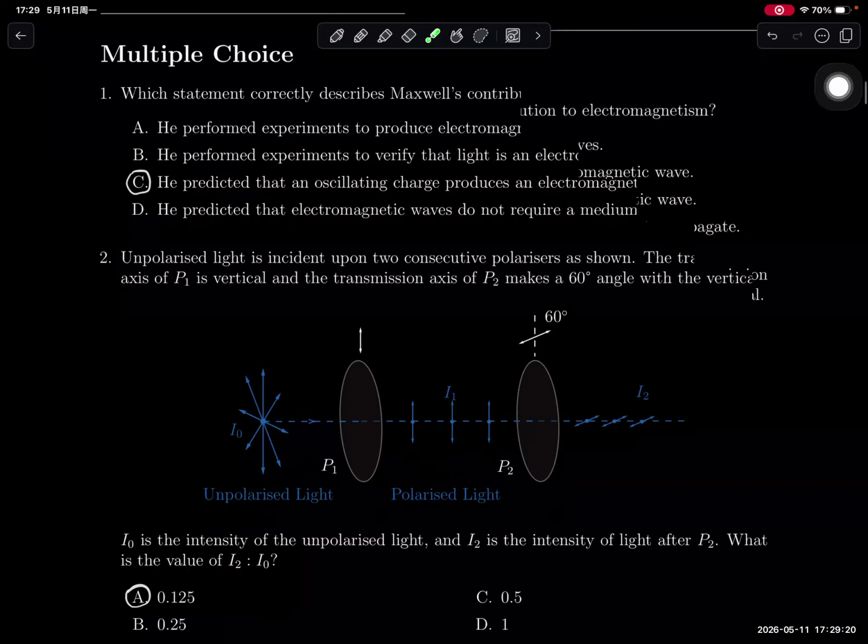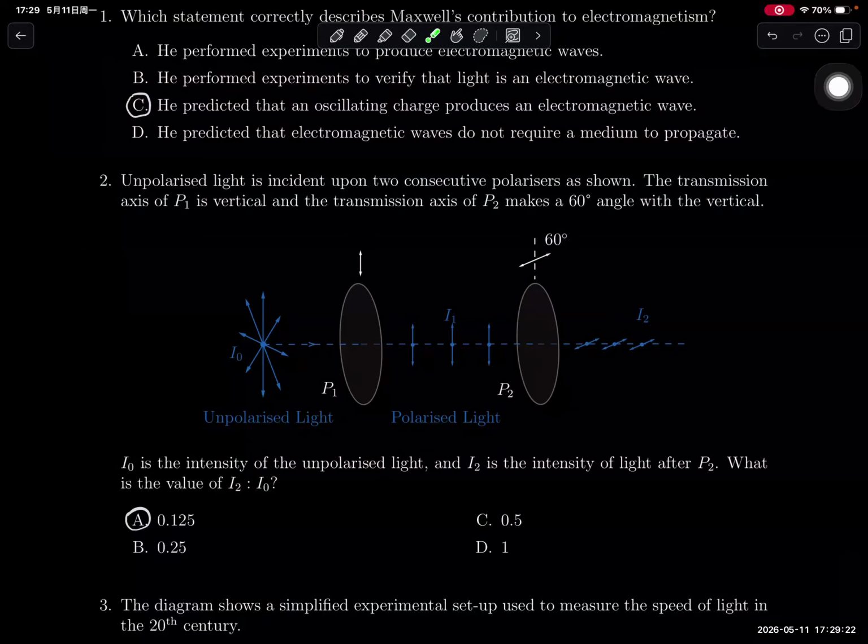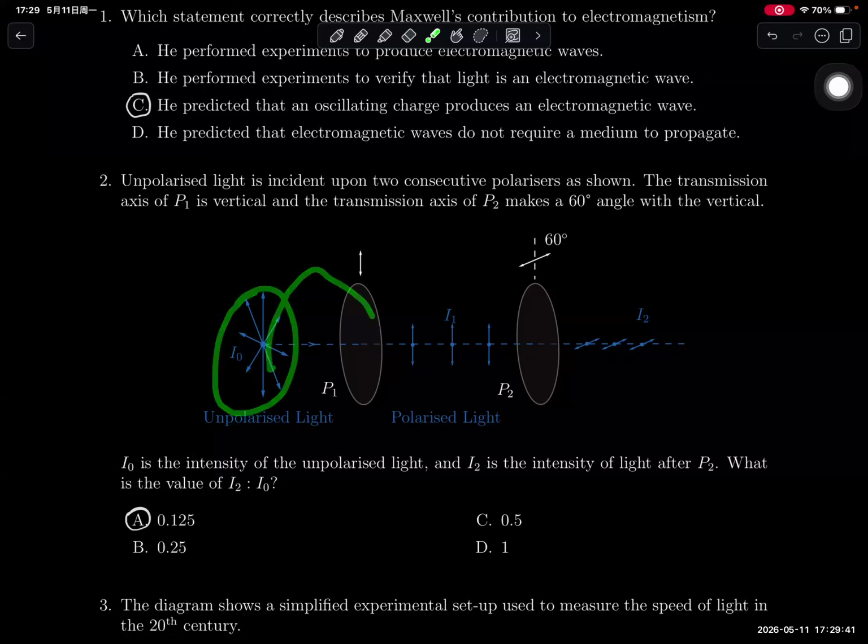Question 2 says the unpolarized light is incident onto two consecutive polarizers as shown. The transmission axis P1 is vertical, and the transmission axis P2 is at an angle of 60 degrees from vertical. Okay, so we've got unpolarized light passing through the first filter. Remember the intensity is reduced by half, and then Malus's law applies, cosine square of 60.